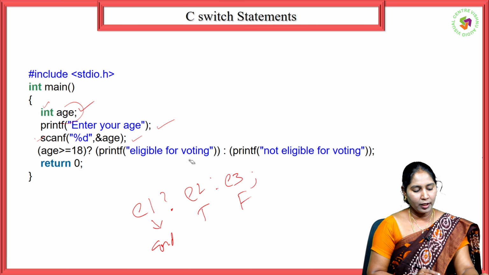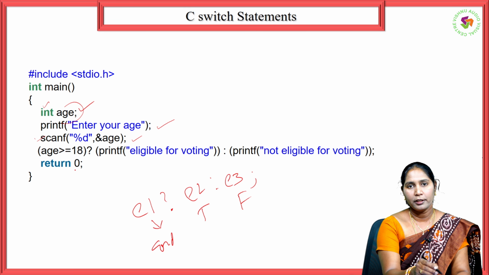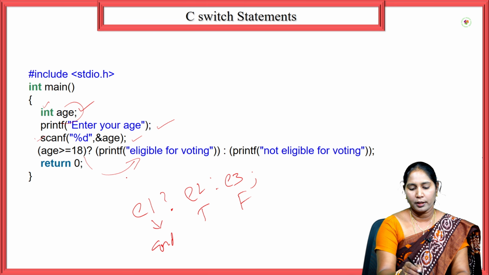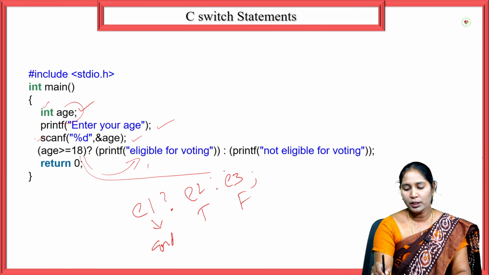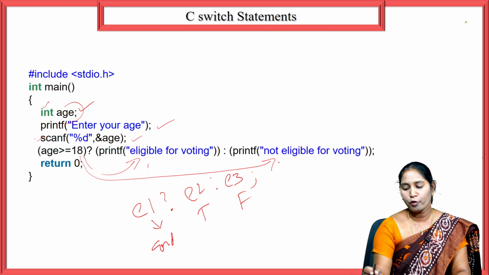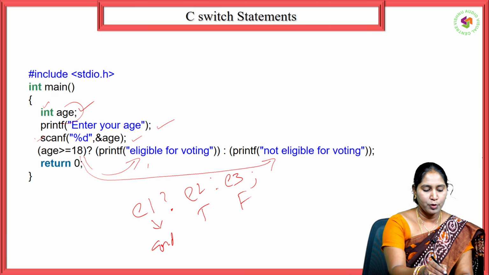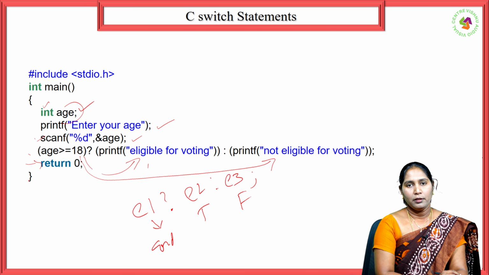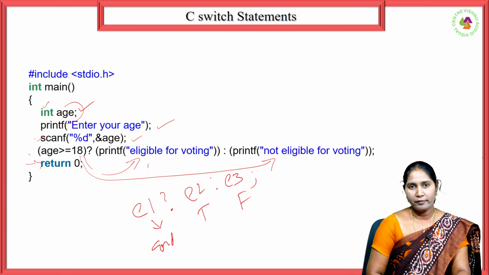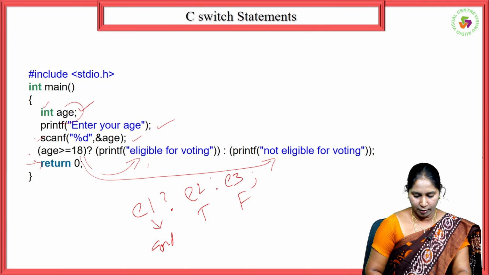voting. Okay, so if I have given the age as 20, 40 or 50, then it will execute this particular statement. If not, if I have given less than 18, like 15, 10, 5, then it skips this one and the control directly moves to expression 3, and it will print that the person is not eligible for voting. Then it comes to return 0 and executes this particular program. Okay, so this is the basic simple ternary program that we are using here to check whether that person is eligible for voting or not.